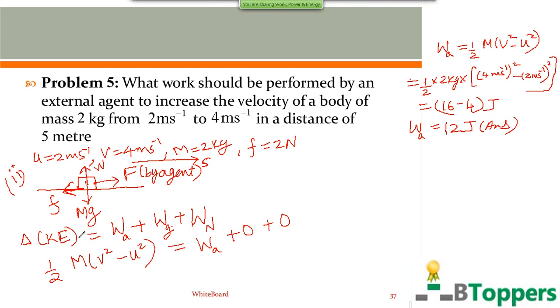So delta KE, which represents the change in the kinetic energy of the body, is equal to the work done by all the forces, that is, work done by the external agent plus work done by the gravitational force plus work done by the normal reaction force plus work done by the force of friction. Here W subscript small f represents the work done by the frictional force on the body.